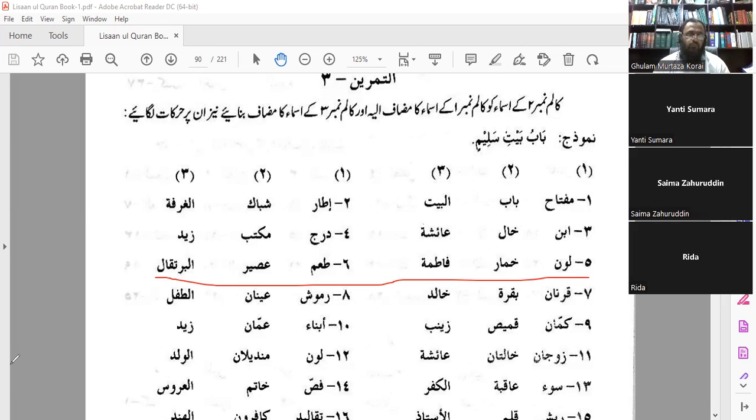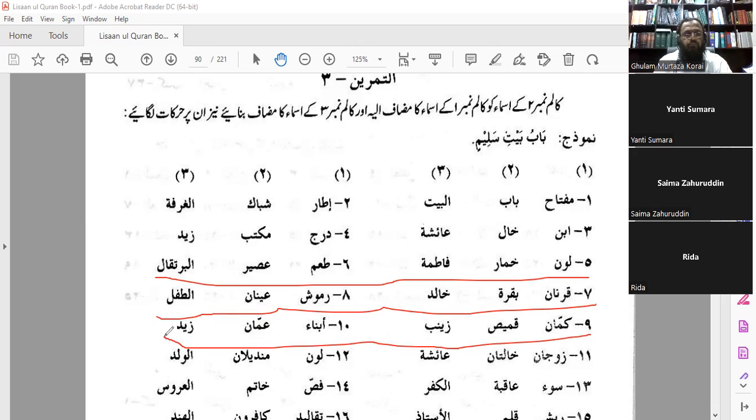Okay, then Asiril Burtakali. Good. Okay. Next line. Qarna Baqaratay Khalidin. Yes. Rumushu Ainat Tifli. Okay, good. Yes. Next one. Hurry up. Kumma Qamisi Zaidin. Very good.